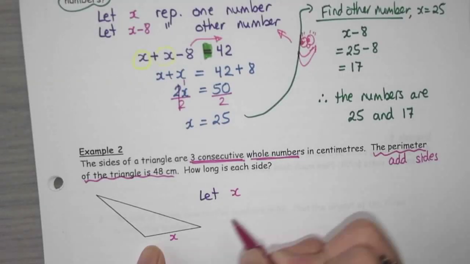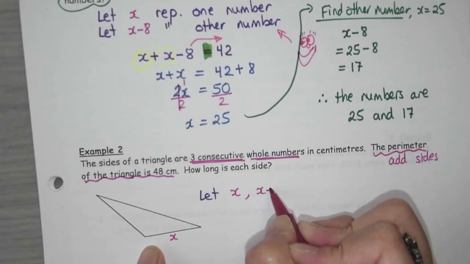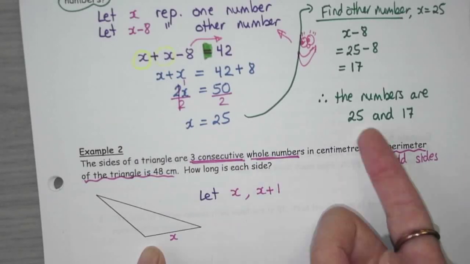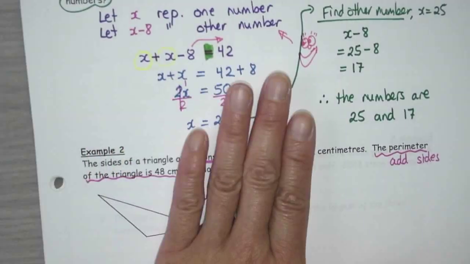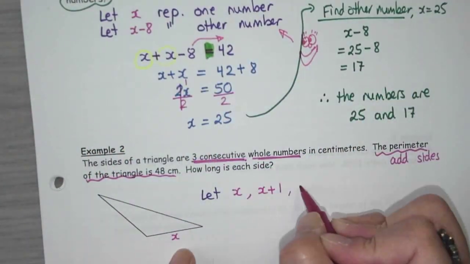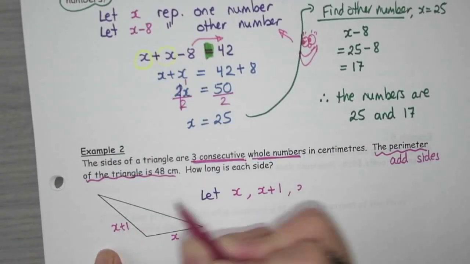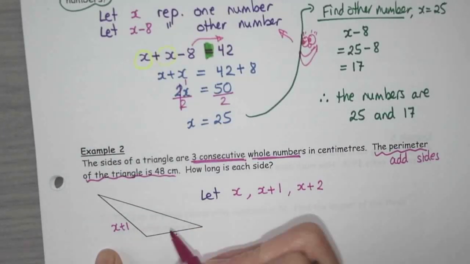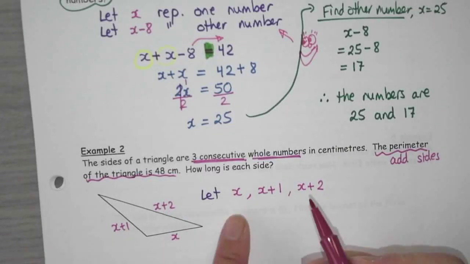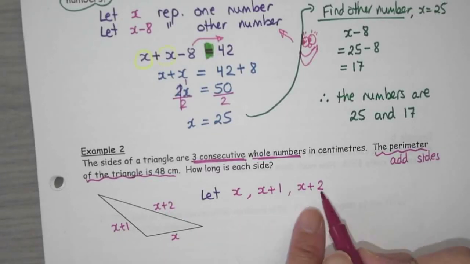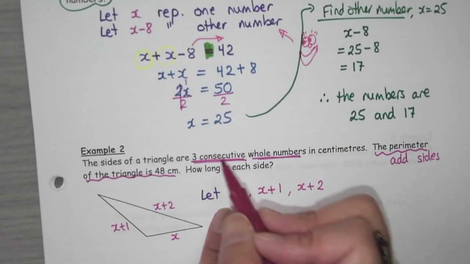So say this is x. Then the next number would be x plus 1, consecutive, the next number. So if I said 10, it would be 11, and then 12. And then I'll say this is x plus 1, and then the next one would be x plus 2. So the next number. So say if this is 10, that'd be 11, that'd be 12. So these are 3 consecutive.